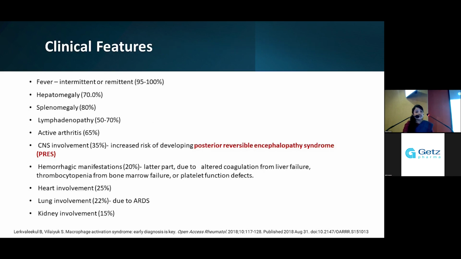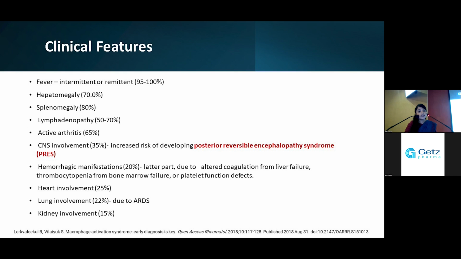Moving on to the clinical features, fever is the commonest finding among all macrophage activation syndrome patients, seen in almost all patients, from 95 to 100%, and there can be two patterns of fever, intermittent or remittent. Apart from that, there can be hepatomegaly, splenomegaly, lymphadenopathy, and active arthritis. CNS involvement was seen in 35% of patients.